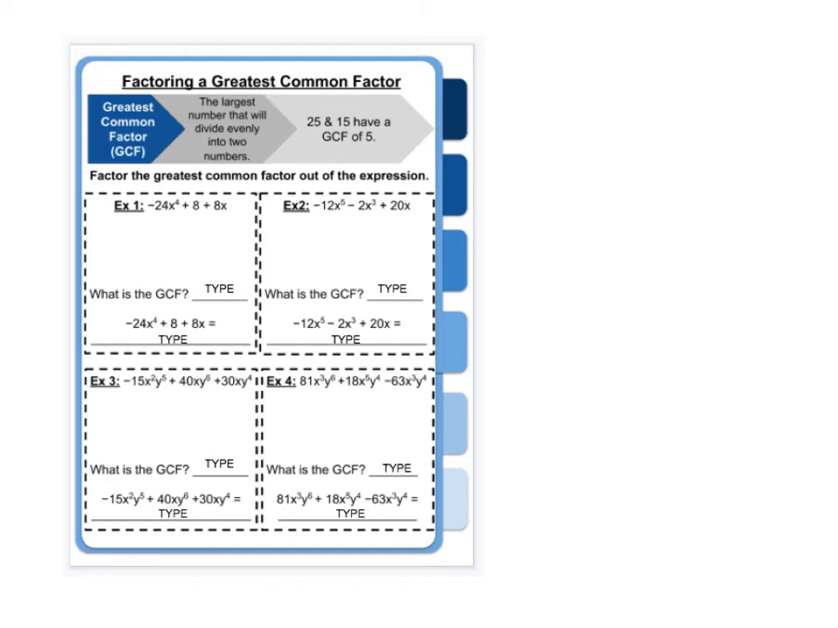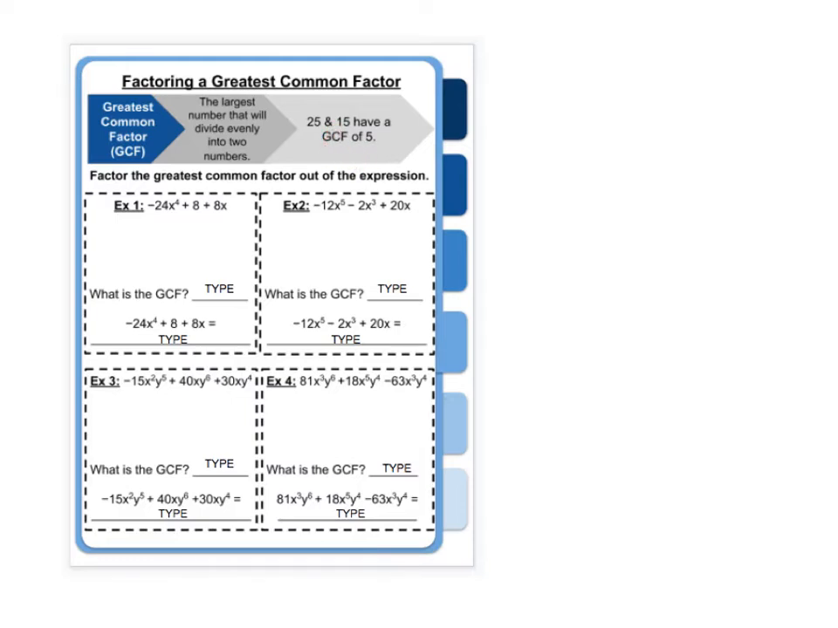So today we are going to talk about factoring a greatest common factor. The first thing we're going to talk about is your definition here. Greatest common factor, or a GCF, is the largest number that will divide evenly into two numbers. So for 25 and 15, they have a GCF of 5.